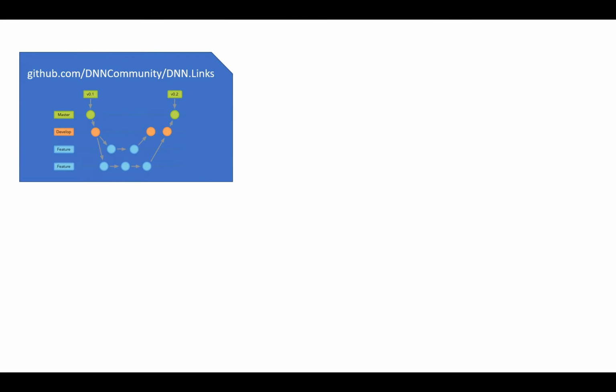Now, this is the URL of the links module, the DNN core links module. So it's going to be github.com/the username or the organization/the name of the repository. And each repository will have the complete code, complete history, all the branches and everything.